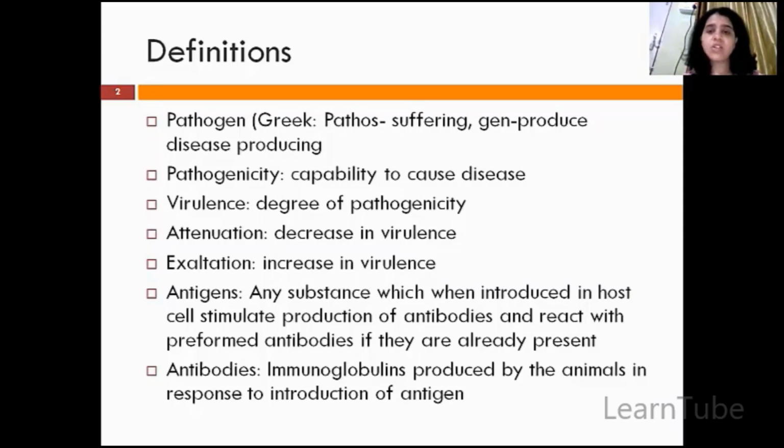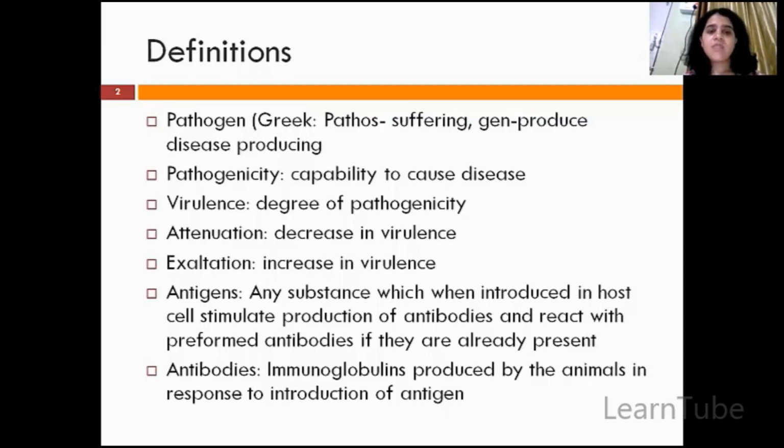Before we go for immunology or the actual defense mechanism, we will see some terms related to immunology. First is pathogen, as I have already discussed what pathogens are. Pathos here is a Greek word which means suffering, and gen means to produce a disease. So obviously the one producing a disease or suffering is called a pathogen. All the microbes which cause diseases are called pathogens.